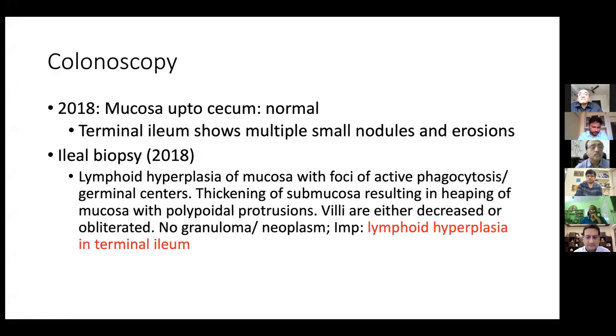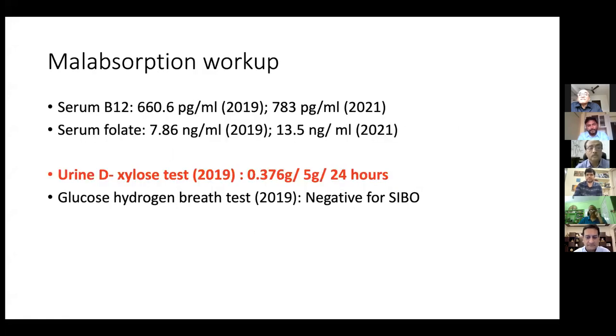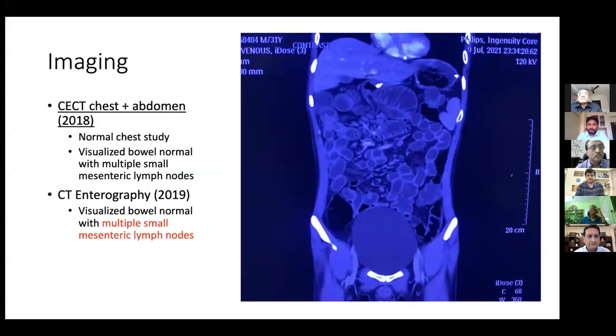Yes, sir. To establish the severity of malabsorption, a urine D-xylose test was also done in 2019, which showed low urine D-xylose levels. And we also have multiple imaging studies done over the past few years, which showed essentially normal bowel with multiple small mesenteric lymph nodes. So that essentially concludes the investigative workup that we have at this point. So what is your final diagnosis?